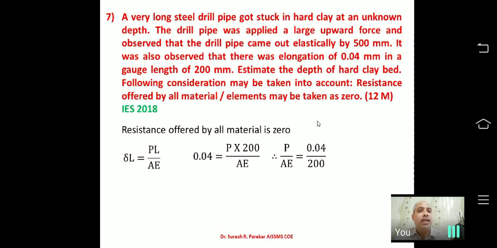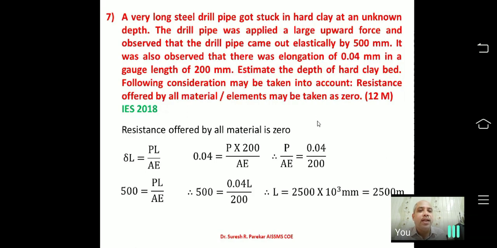Now we will go for the total length. For the total length, it is given as 500 millimeter. Elastically means we have a total deformation of 500 millimeter. So now we put 500 equal to delta L, that is PL upon AE. Now I know P upon AE and I have to find L. If I put the value of P upon AE, then automatically I will get the value of L equal to 2500 into 10 raised to 3 millimeter, that is 2500 meter.